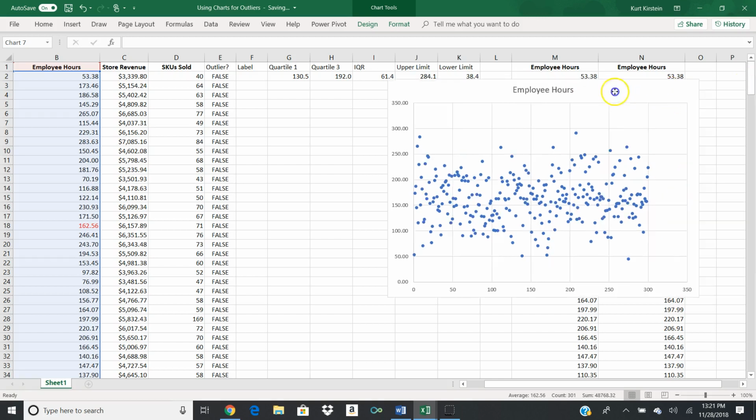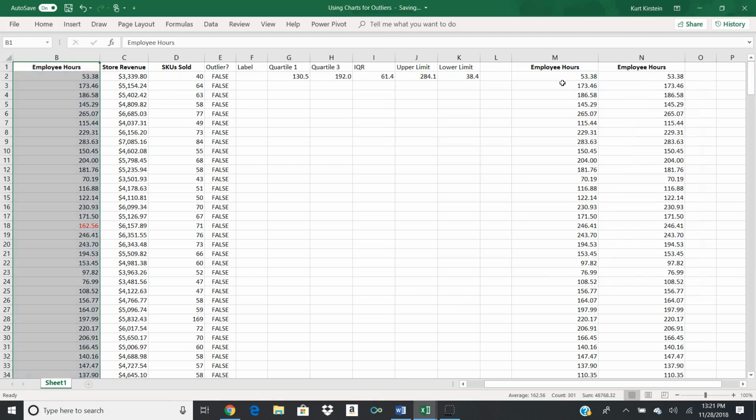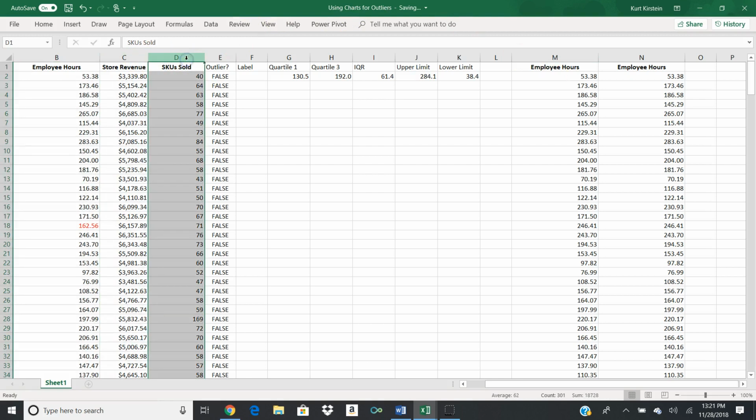So we've done this now for employee hours. Go ahead and get rid of this. And what I want you to do is also do it for store revenue and SKU sold. So again, you're going to turn in 6 things. You're going to turn in the 2 charts for this, the 2 charts for this, and the 2 charts for this.